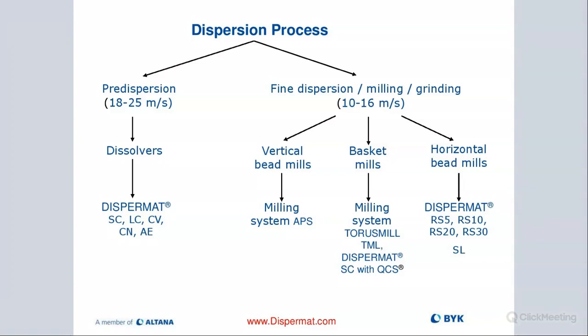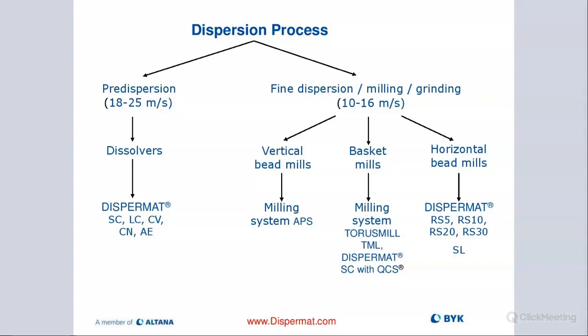And then when we are fine dispersing or milling or grinding, our tip speed is anywhere between 10 to 16 meters per second of rotor speed or milling disc speed. So it's slower when we are milling, but we also have media in the process to help us put in more energy and basically really reduce the aggregates down to the primary particle size when we are milling or grinding.